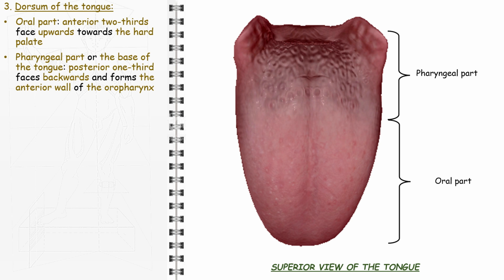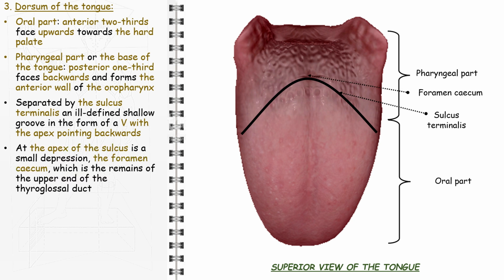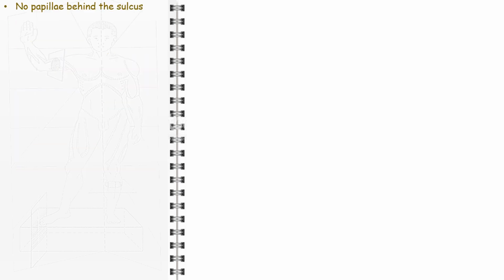They are separated by the sulcus terminalis, an ill-defined shallow groove in the form of a V with the apex pointing backwards. At the apex of the sulcus is a small depression, the foramen caecum, which is the remains of the upper end of the thyroglossal duct. Behind the sulcus terminalis, there are no papillae. The pharyngeal part has a nodular appearance.